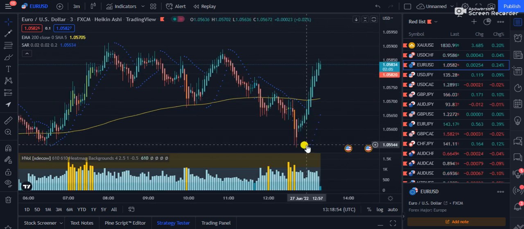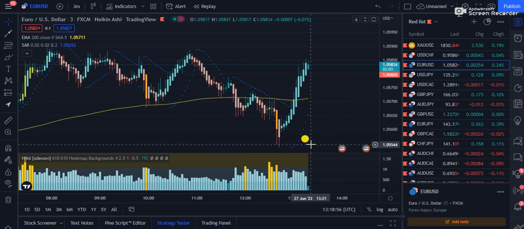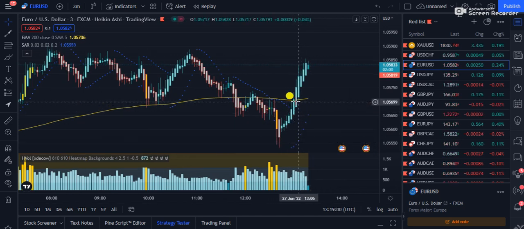So you can see that we have the Parabolic SAR. Once you are getting a signal from the Parabolic SAR, and once you see that the market is above the moving average, you can take this one. So for example, let's take an example.